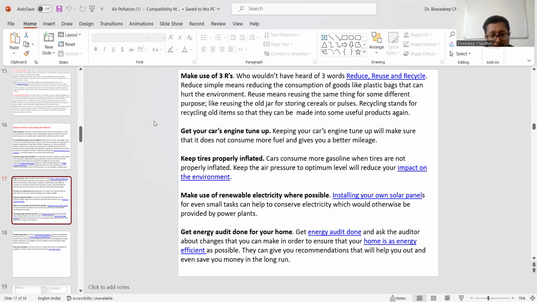Next point, get an energy audit done for your home. Why? So that you can understand that no extra energy is being used in your home. Sometimes what happens, instead of one light, we put two lights. Instead of one fan, we use two fans. Instead of one electrical instrument, we use two electrical instruments or gadgets, whatever we call them. These kinds of activities are not good. Whatever you need, stick to that. Then only we can conserve our actual energy.